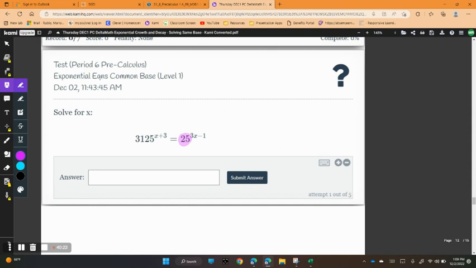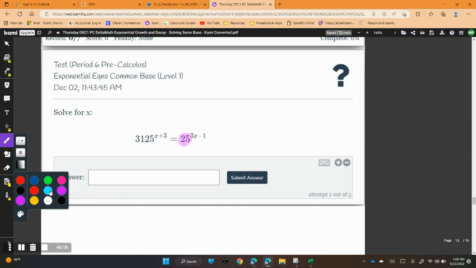So let's look at this one because this one's easy. What times what gives me 25? How can I write this in an exponent? Well, I know the only one that really works is 5 squared, okay? 5 squared equals 5 times 5 equals 25. There's no other number I can multiply by itself to get 25.